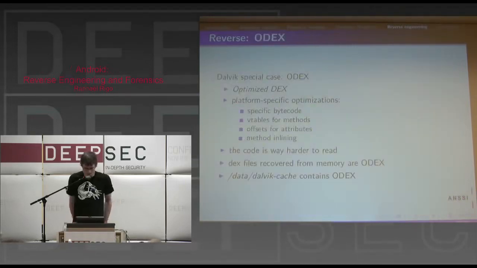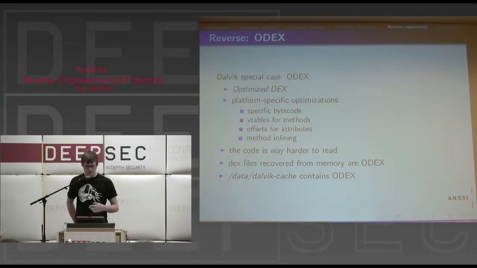There is another thing that you can encounter. It's ODEX, optimized Dex. Dex files are really generic and they are not really good for performance. So when you're installing an application on an Android phone, it will take out the classes.dex file, optimize it, and store it in the Dalvik cache folder. And it applies platform-specific optimization, like using specific bytecodes, using vtables for methods, offsets for attributes, and method inlining for small functions. So the code is way harder to read.